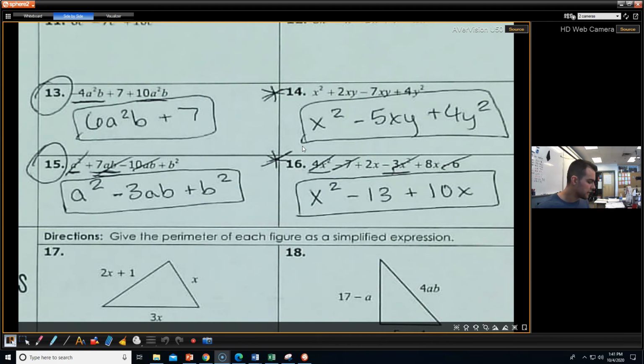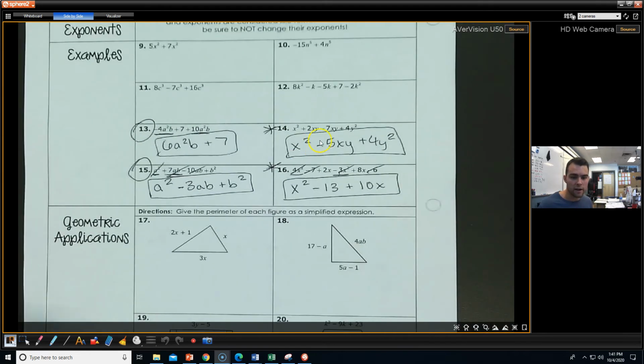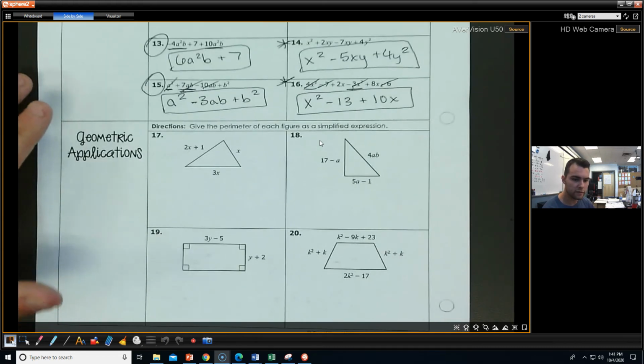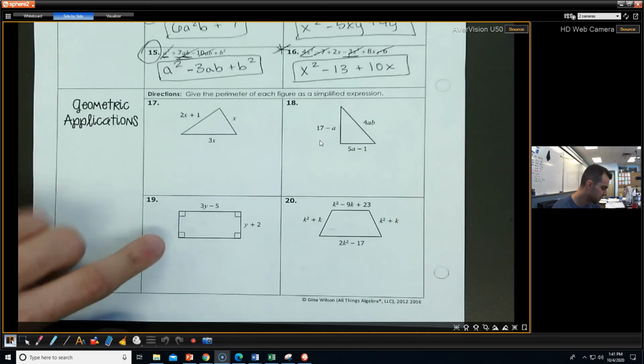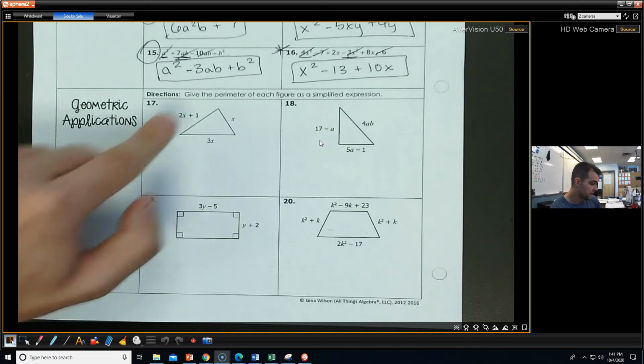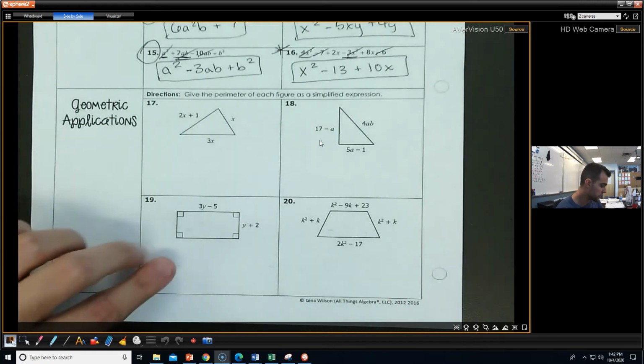All right. Now finally, our last thing that I want us to go over is an actual geometric application. So now we're going to think back to what we know about perimeters, and we're going to use that to help us rewrite an expression and simplify it as much as possible. So for example, if we have number 19, let's check this guy out for a second. Number 19 says, give the perimeter of each figure as a simplified expression.